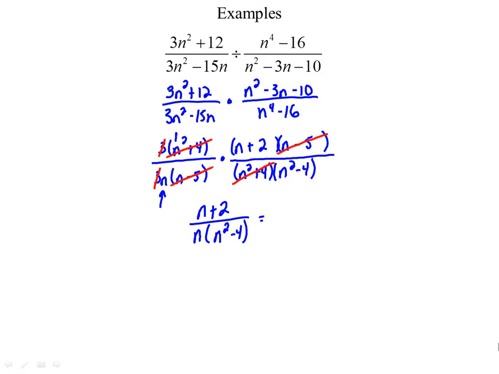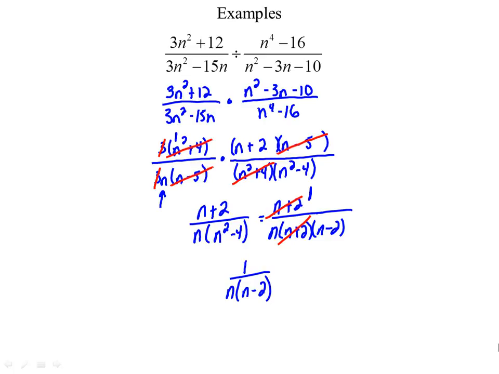So this is going to go into n plus 2 over n times n plus 2 times n minus 2. That's just the factoring of the difference of 2 squares. So now this n plus 2 group will reduce again. Remember, if things cancel out, it does cancel out to 1. So I'm left with just a 1 on top, and I have n times n minus 2 on the bottom. And that is going to be your answer.